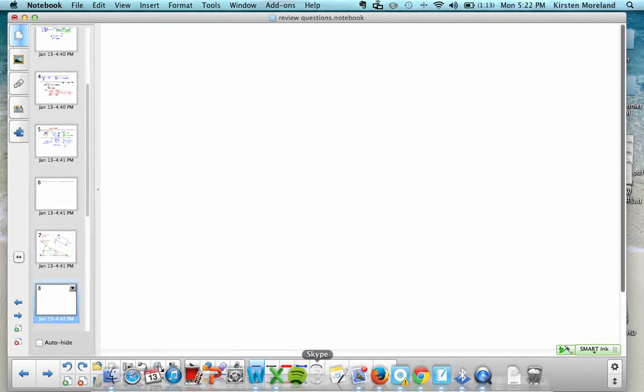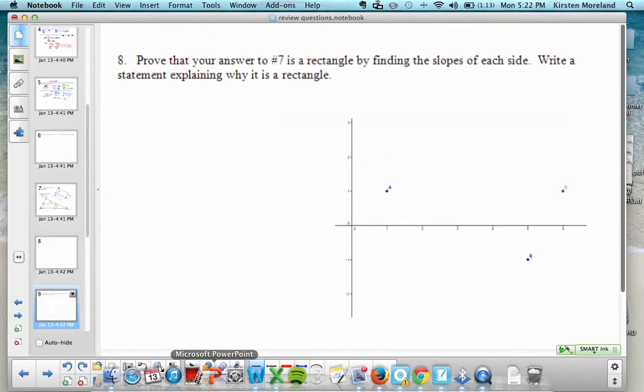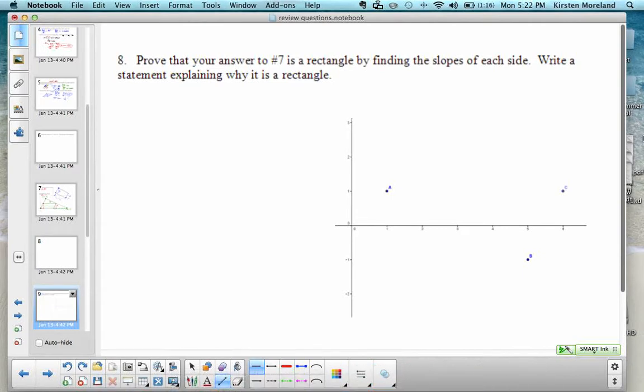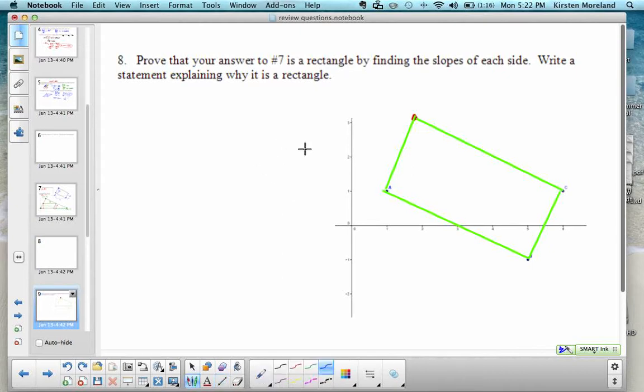Alright, so then it asks you to prove that your answer was a rectangle in the number 8. So I'm going to make my rectangle. Remember, it's the point 2, 3. So we're going to plot the point 2, 3 and connect it. So if I connect this to this, there's my rectangle. It's not perfect because I'm, again, using a tablet. Now to prove it's a rectangle, we have to prove they meet at 90 degrees.